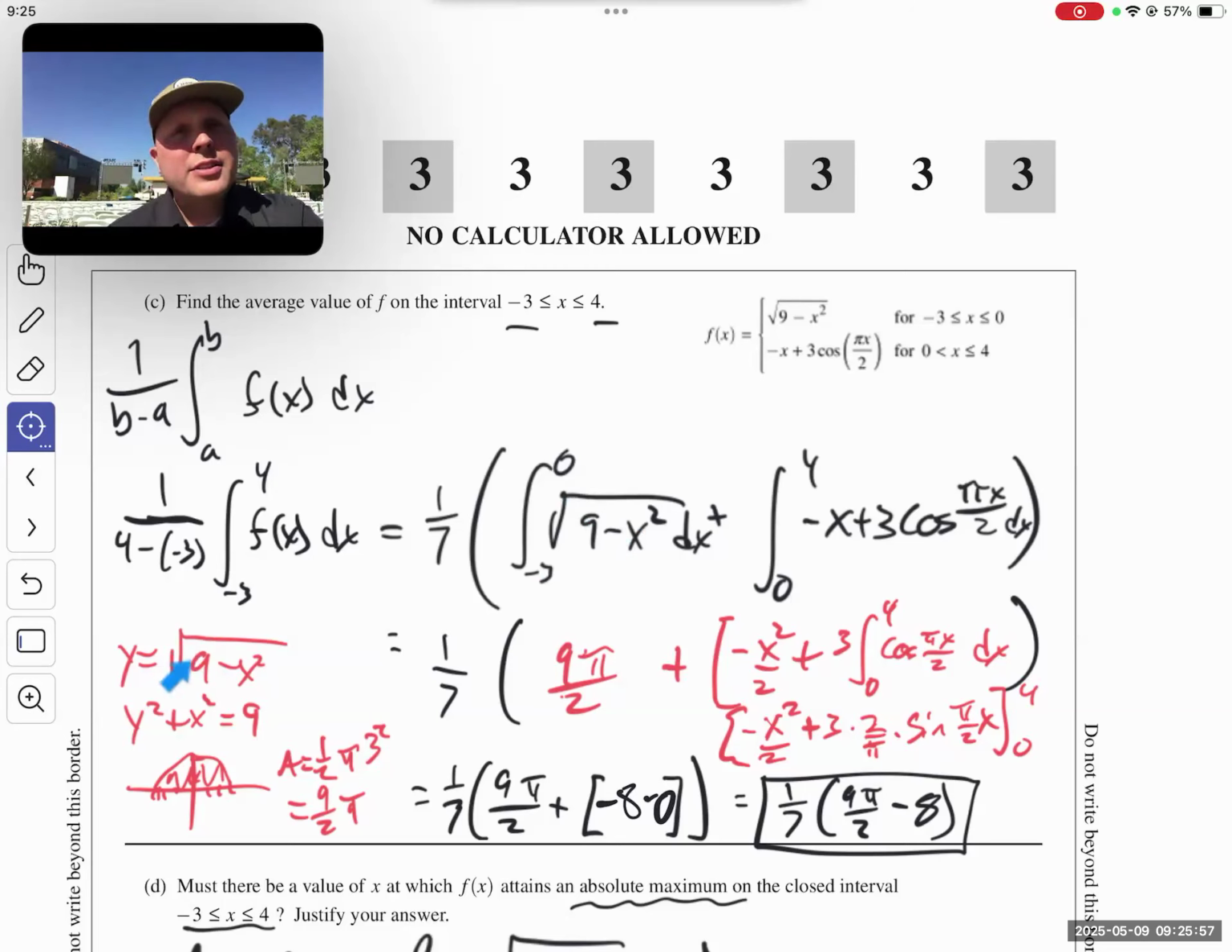The graph of this. If we solve it here, square both sides and add the x squared, it's a circle. X squared plus y squared equals 9. Square root of 9 is 3. So it's a circle with a radius of 3. Really, it's a half circle because it's the positive. So the area of this is pi r squared cut in half. Pi times 3 squared, so that's 9/2 pi. So that's how we find that integral. Little special case there. Don't stress too much about that.